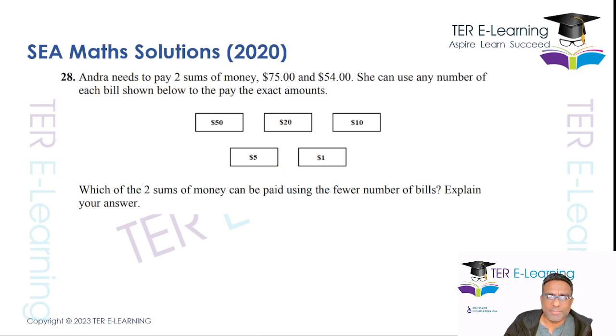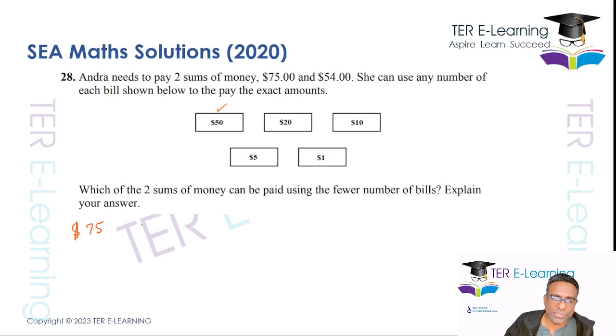Andrea needs to pay 2 sums of money, $75 and $54. She can use any number of each of the bills to pay the exact amounts. Which of the 2 sums of money can be paid using fewer number of bills? And explain your answer. So in this case, let's say we want to pay the $75, and we're looking for the least number of bills that we can use. So let's start with the biggest bill that we have, which is a $50.